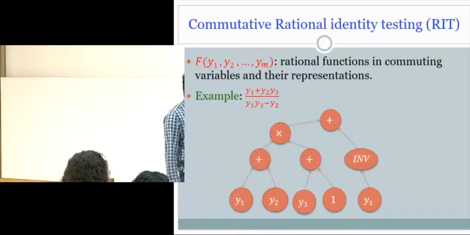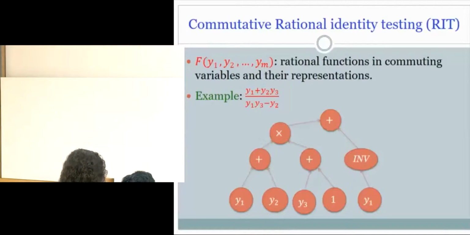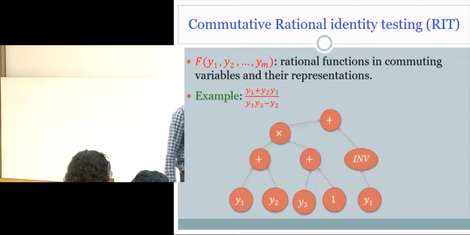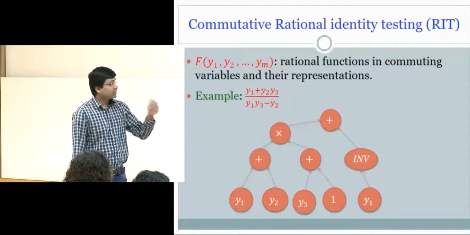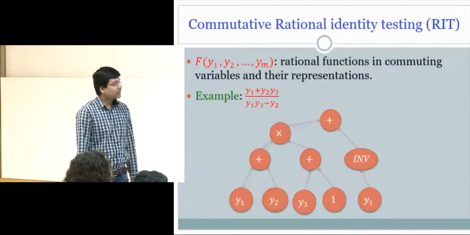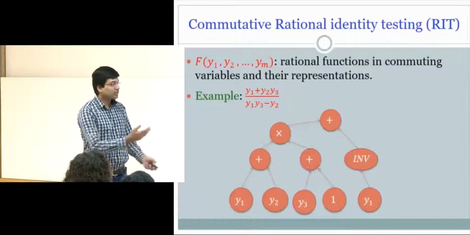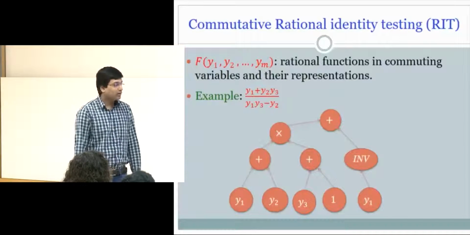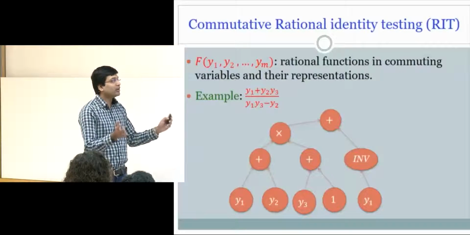In addition to multiplication and addition gates, you also have inverse gates in the circuit. An inverse gate computes the inverse of the variable y. So these are arithmetic circuits and formulas with inverse gates. The question again is, given a representation as a circuit or formula, check whether it's the zero rational function or not.